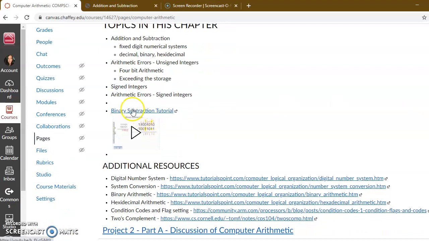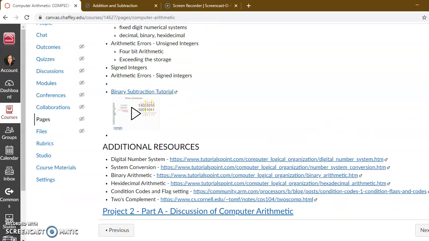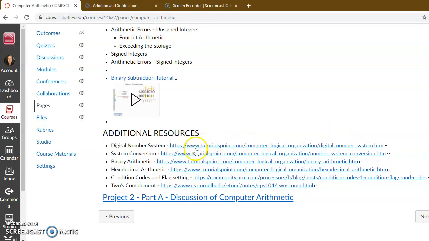This is a really good tutorial. Please go through this. It talks about binary subtraction, which can be a little bit difficult at first until you start to realize that it's what we're doing now with just fewer digits. I've added a number of additional resources. The textbook for this chapter does pretty well in describing what you need to know. However, you can always know more because it doesn't go into a lot of detail.